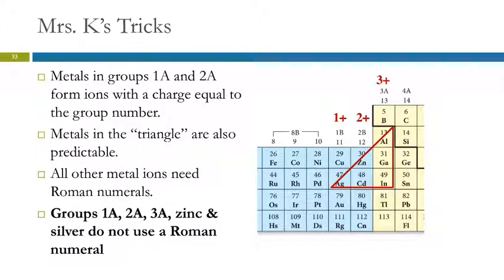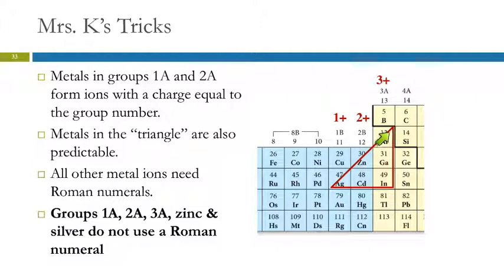So here's how to remember the ones that don't need Roman numerals. Okay, groups 1A, 2A, 3A, zinc, and silver do not use a Roman numeral. All other metal ions need Roman numerals. So group 1A, 2A, 3A, zinc, and silver. How do you remember the charge on the zinc and the silver? Well, it's kind of like a magic triangle here, or maybe it's a Bermuda Triangle, I don't know. But these guys in group 3A form +3 ions. So that's part of the group equals the charge.